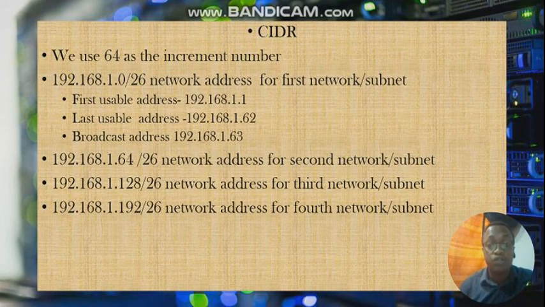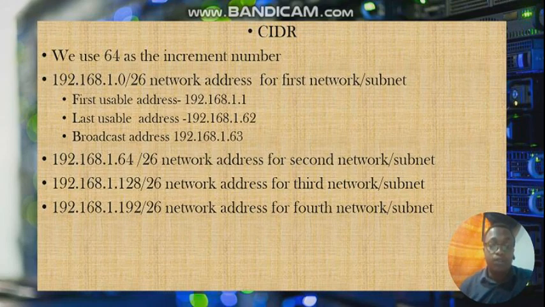Remember, we're using the value of 64. So we add the 64 in the 4th octet until we get to 255. Now when we add the 64 to 64, we're going to get 128, and sorry for that, and that will be the network address for the 3rd network. And when we add the 64 to 128, we're going to get 192, and that is going to be the network address for the 4th network.